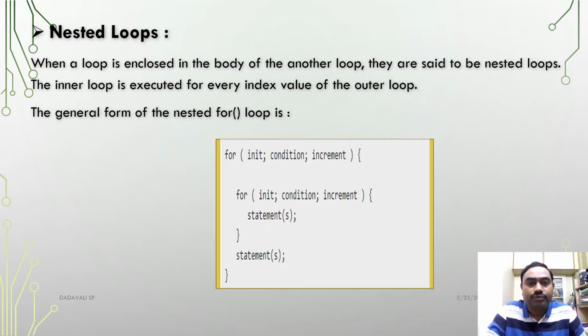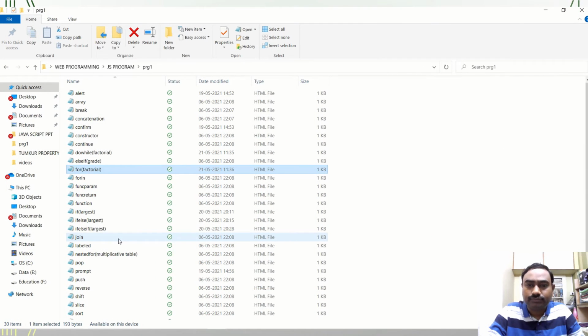So how will it execute? First the outer loop, the main loop, initialization, then check the condition. If the condition is true, enter into the inner loop. Here once again initialization is there, condition is there, increment is there. Depending upon the initialization and conditions, there will be repeated executions here. If your condition is false, then only it goes to the outer loop. So just observe the program.